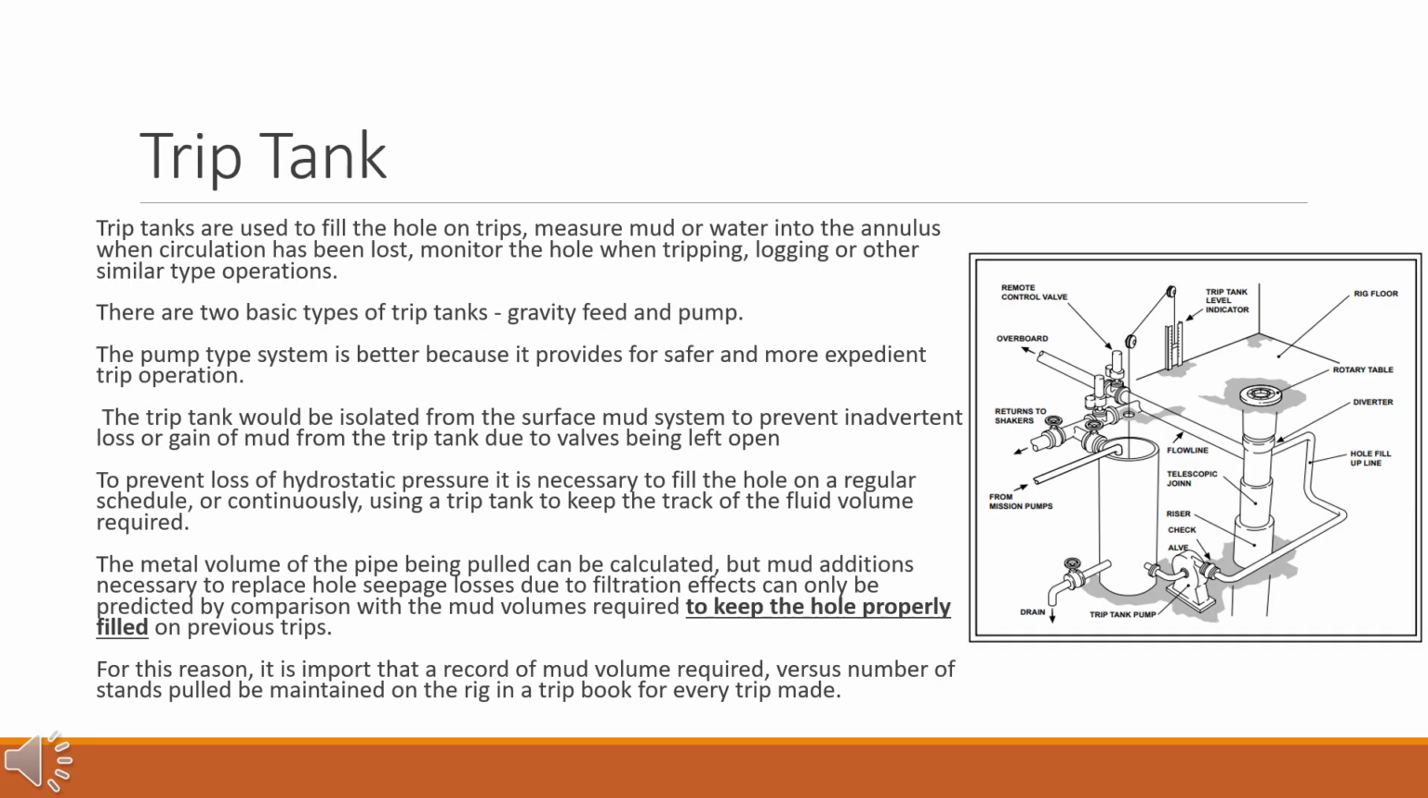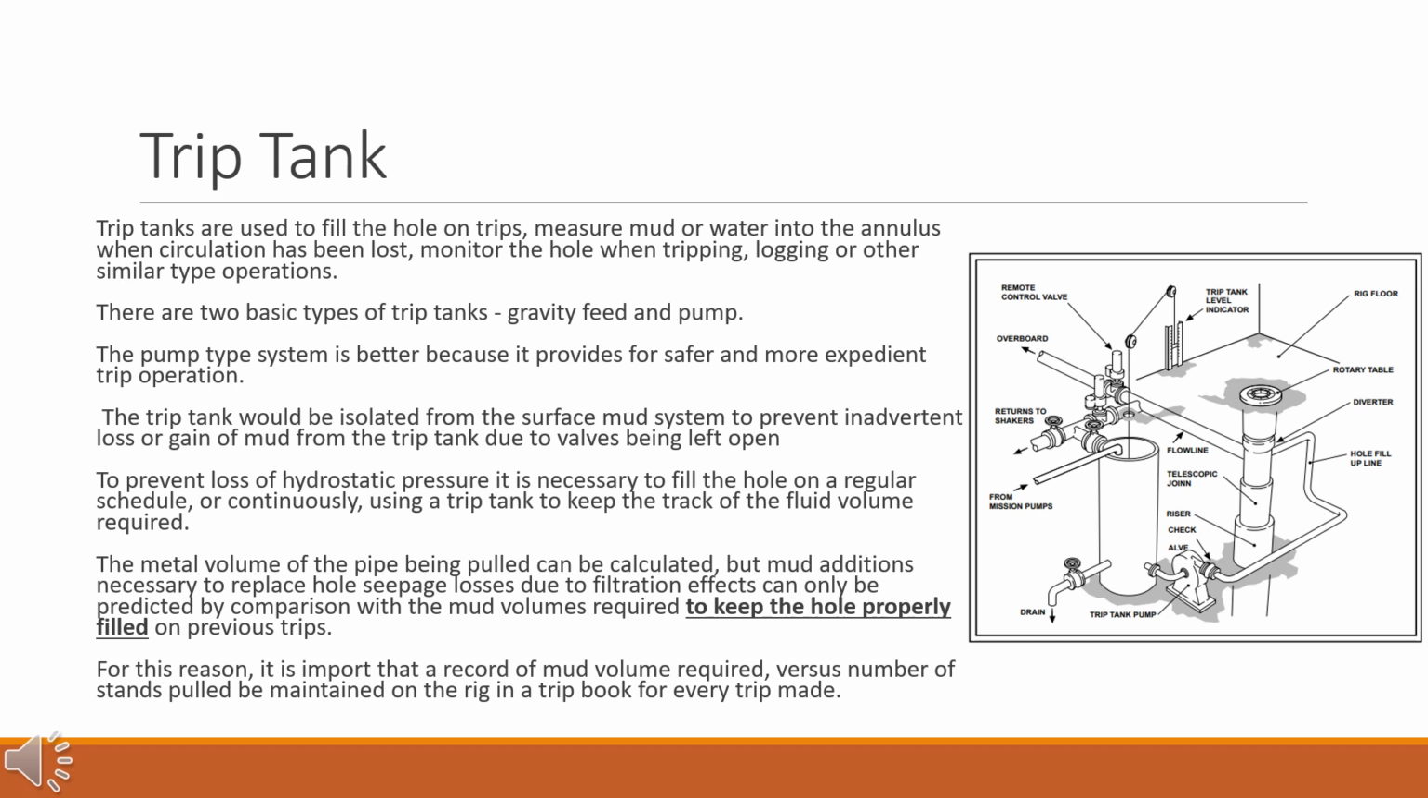Trip tank. Trip tanks are used to fill the hole on trips, measure mud or water into the annulus when circulation has been lost, and monitor the hole when tripping, logging, or other similar type operations. There are two basic types of trip tanks, gravity feed and pump. The pump type system is better because it provides for safer and more expedient trip operation. The trip tank would be isolated from the surface mud system to prevent inadvertent loss or gain of mud from the trip tank due to valves being left open.